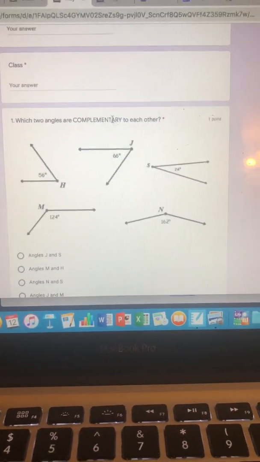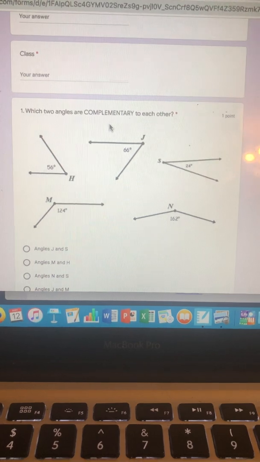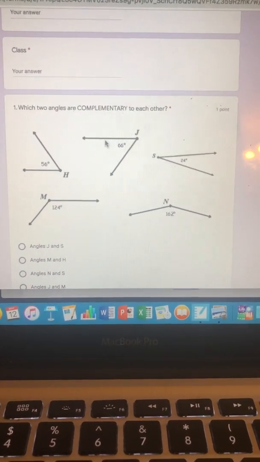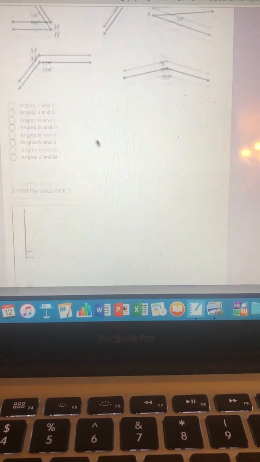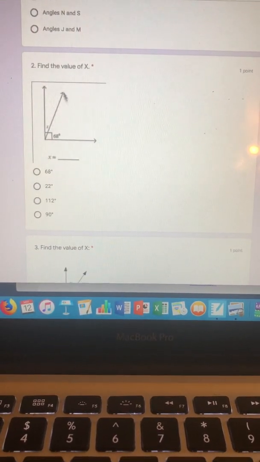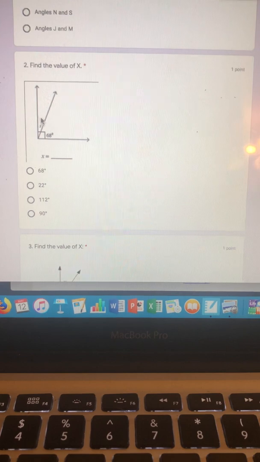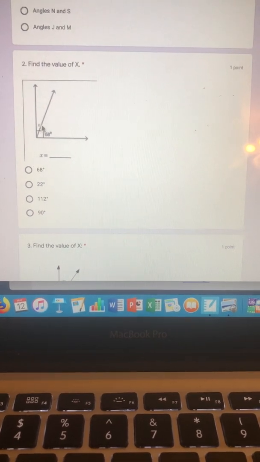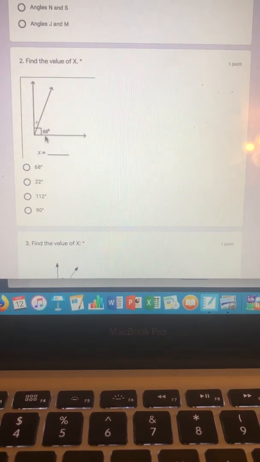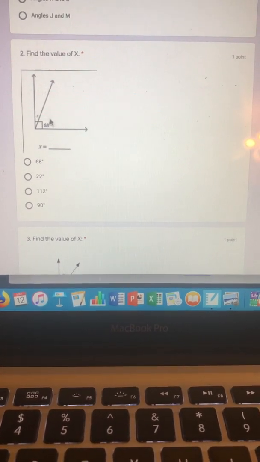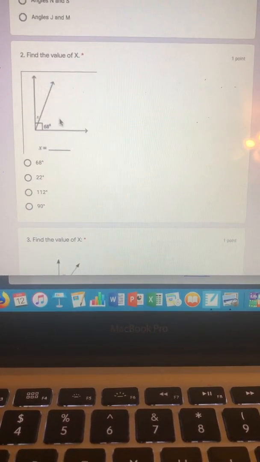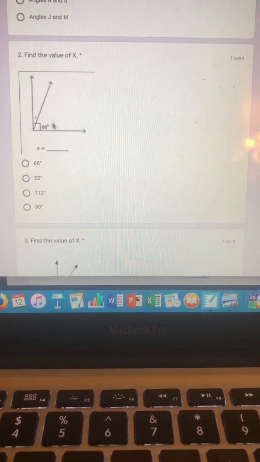Okay, so the first question is like our warm-up. Which two angles would be complementary? So you're looking for the two angles that would add to 90 degrees. Number two, what is the value of x? So you're just looking for this angle measure. Notice that it's in a right angle. So if this angle was provided, then this plus this angle would equal 90. So you would simply subtract from 90 to solve.